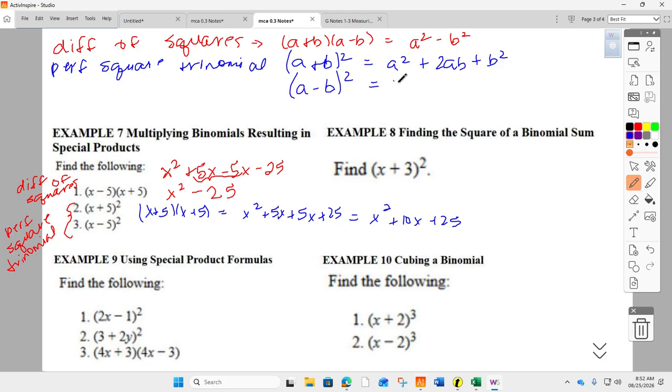It's a squared minus 2ab plus b squared. So this would be x squared minus 5x minus 5x plus 25 if we use FOIL, right? And it would equal x squared minus 10x plus 25. Noting that when you're looking for a perfect square trinomial, when you're factoring over the next couple of days, this last term is always positive.